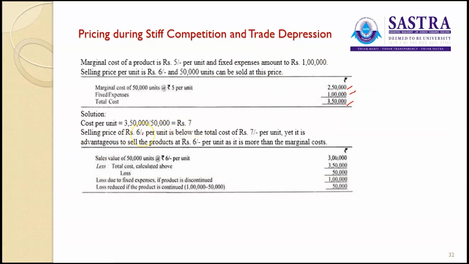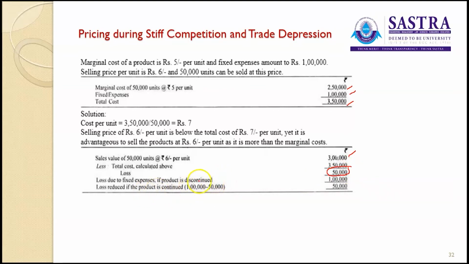But the selling price is only 6, so below the total cost of 7 rupees. But it is advantageous to sell it at 6 rupees because the sales value is 3 lakh rupees. At rupees 6, if we have 50,000 units, we have 3 lakh rupees. But the total cost calculated above is 3,50,000. So we have a loss of 50,000.